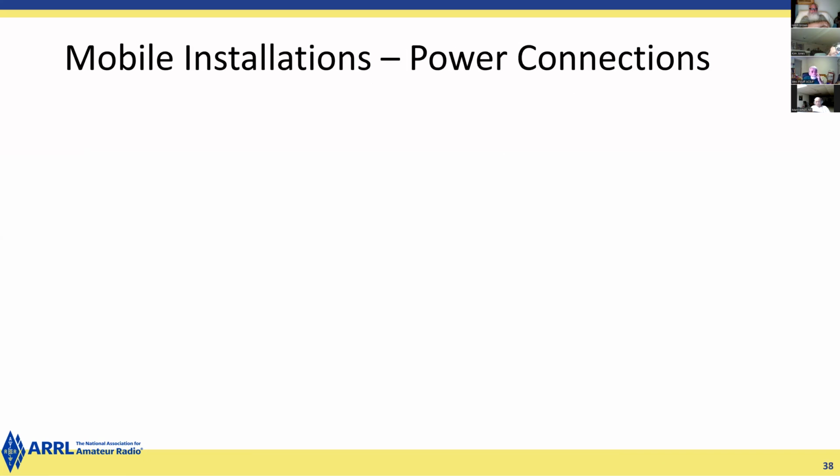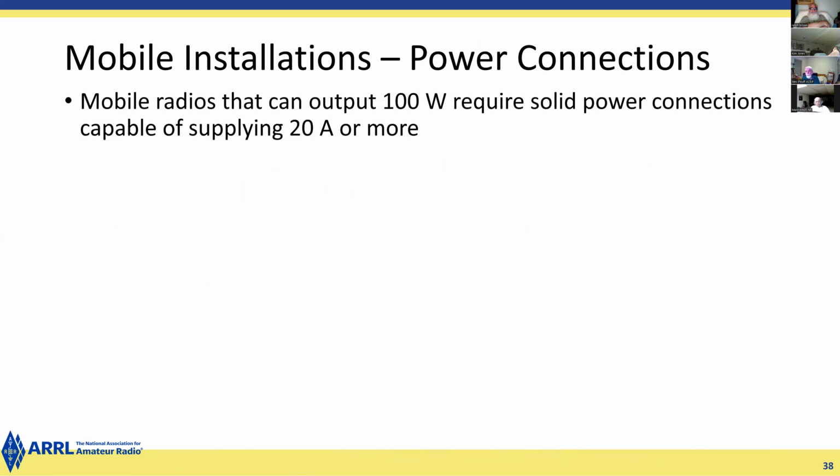If you have a VHF FM transceiver in your car, a mobile transceiver, it likely has an output of 10 or 20 watts, which means it probably draws about twice that from your car's electrical system. That's not a major drain, but if you have a 100-watt radio, when you're transmitting, it draws a peak current of 20 amperes or more.